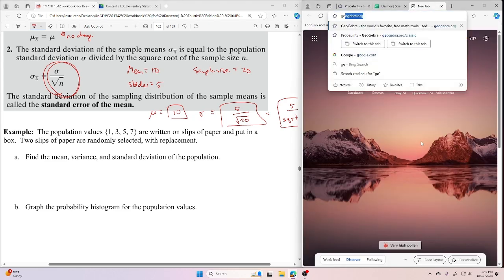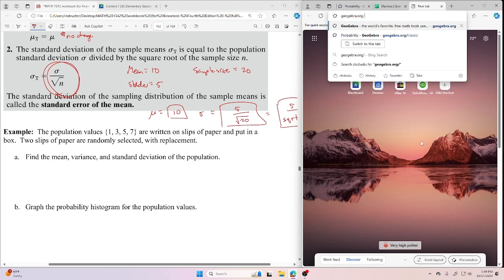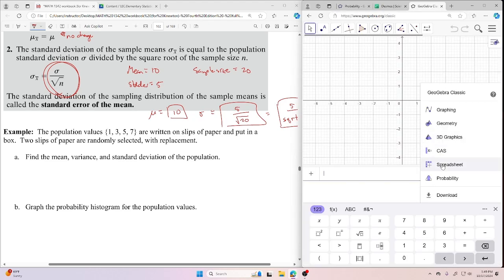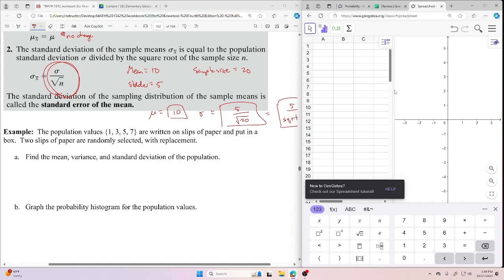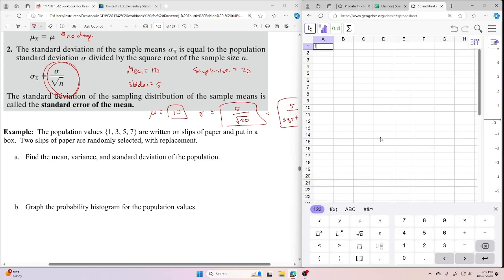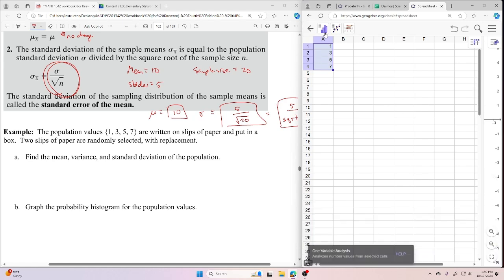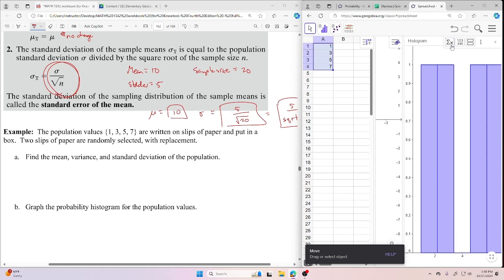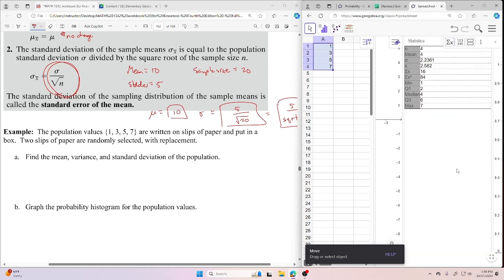Let's go back to GeoGebra. Classic. And I'm going to go to the spreadsheet. Oh, yes. You remember these good old days, right, guys? All right, cool. Here we go. 1, 3, 5, 7. I'm going to find the average. I'm going to highlight them. One variable analysis. Sigma x. Wow, guys, the average is 4.